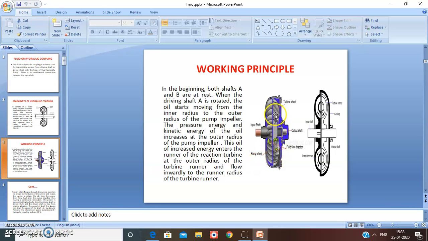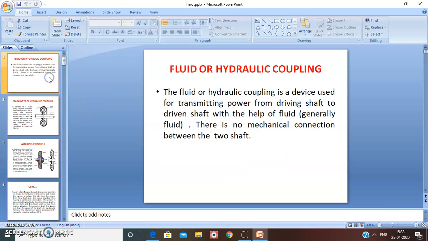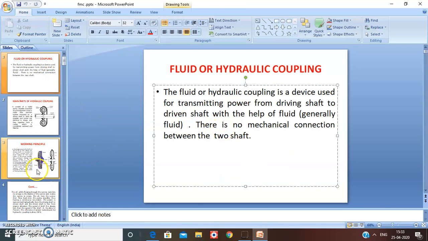This is your complete working principle of the hydraulic coupling.